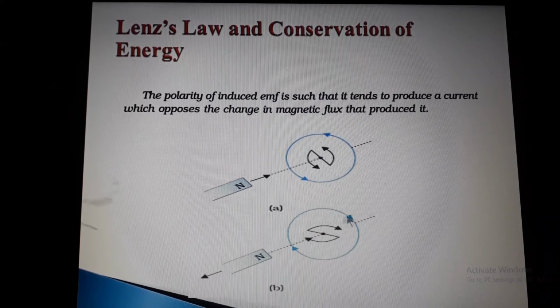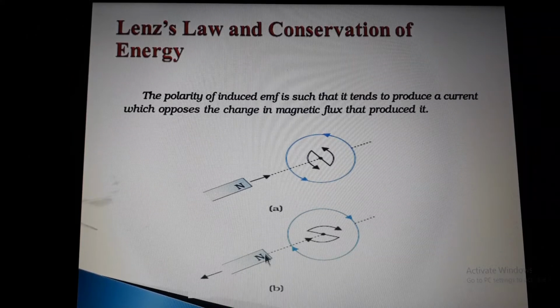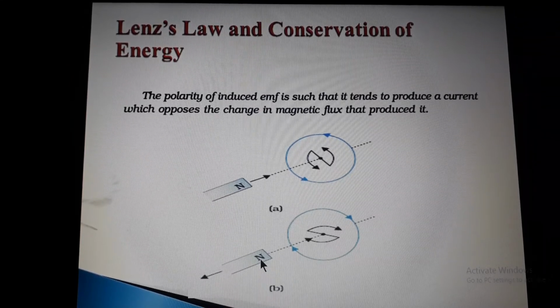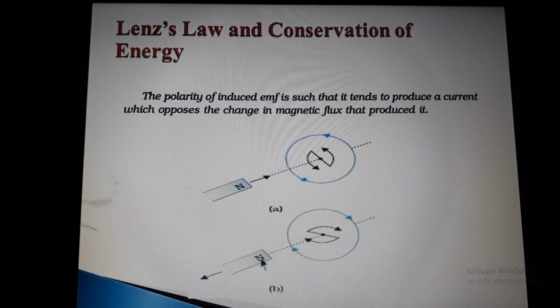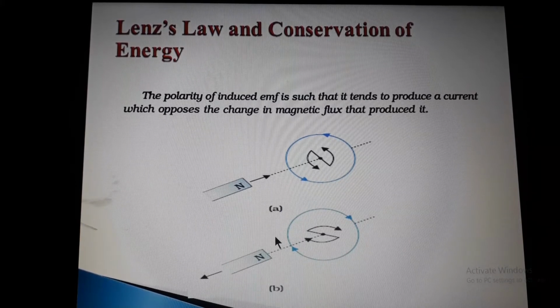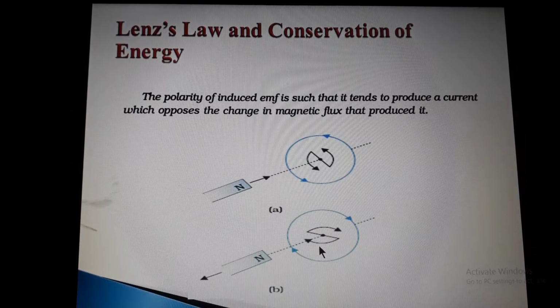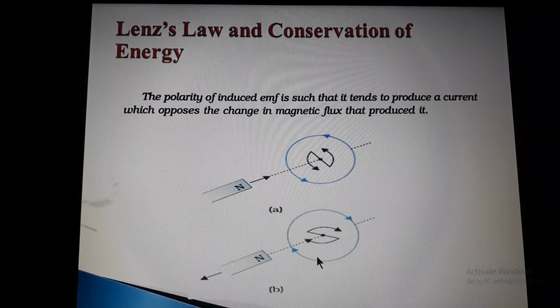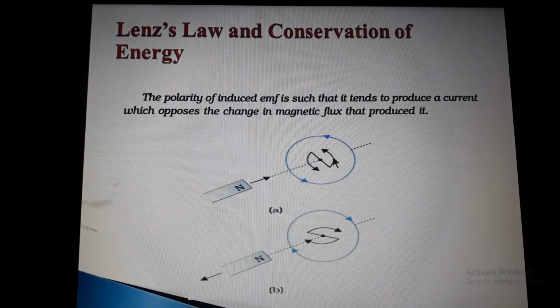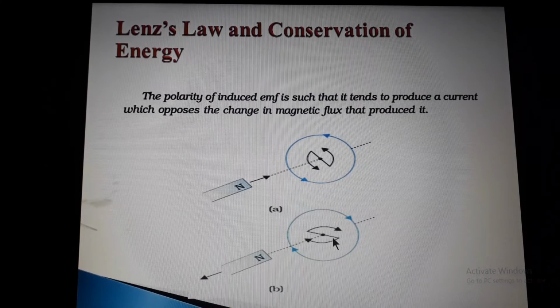Now in the next case, when this north pole moves away from this coil, the number of magnetic field lines which interact with this coil is decreased, and due to that decrease, the current flows in the clockwise direction. So this side behaves as the north pole and this side behaves as the south pole.